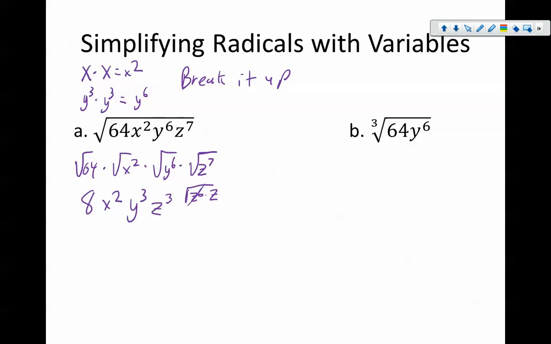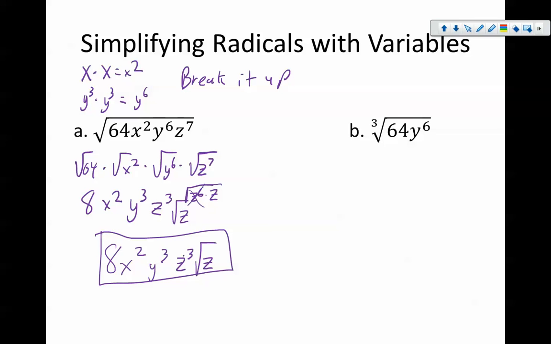We took care of that one. That's z cubed. But this z is still inside the square root. So you know what? We just leave it there. So my final answer is 8x y cubed z cubed. But this extra z that didn't factor out, it's going to stay inside the root. And that's it.